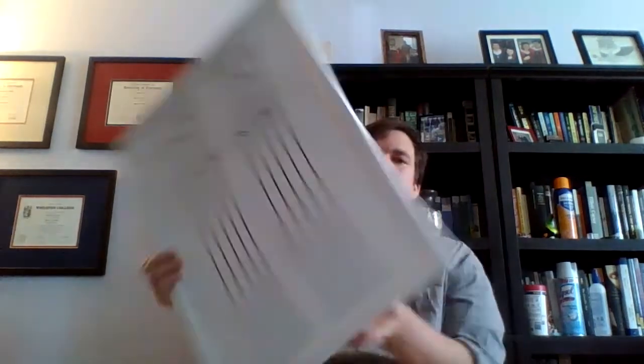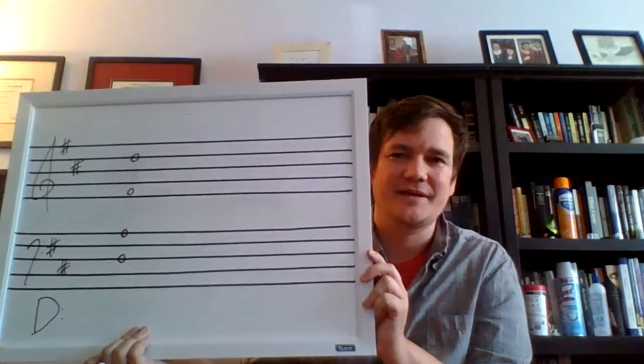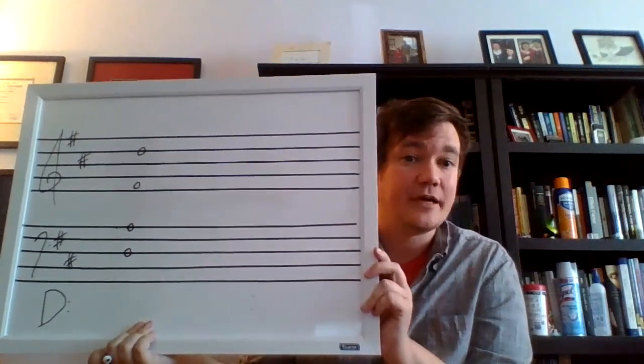So let's talk about how we would do that. We're going to write out a D major here. Nice big space. So nice spaced out D major.